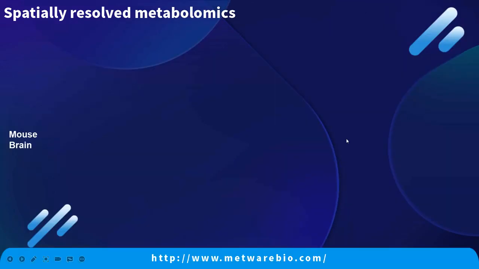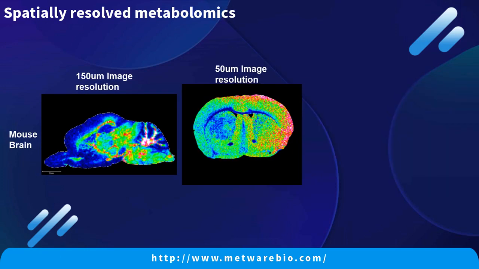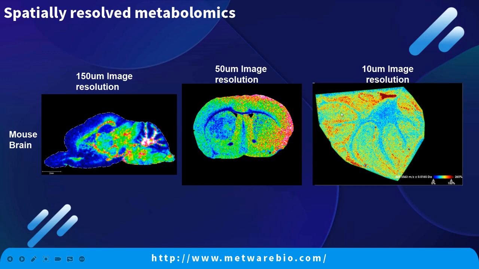Next, let's take a look at experimental maps. The distribution experimental spectrum of the brain's metabolites is shown here. The first is a 150 micrometers image resolution, which shows that metabolites are distributed very regularly in different areas of the mouse brain. Next, 50 micrometers image resolution, and you can see that the 50 micrometers resolution map is much clearer and much denser. And then we have 10 micrometers. It is basically showing the upper right corner of the 150 micrometers.